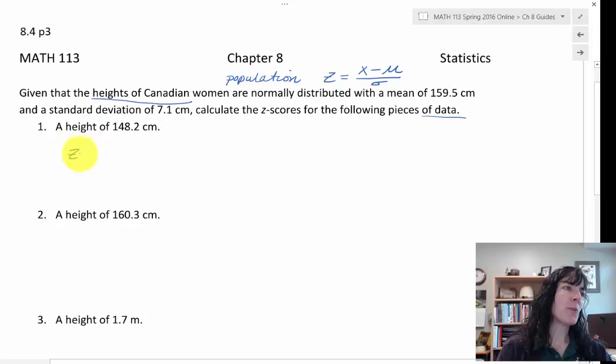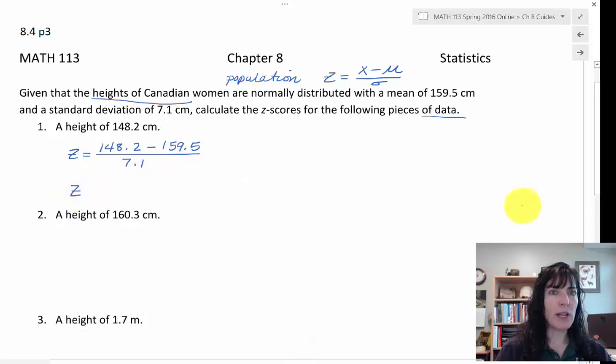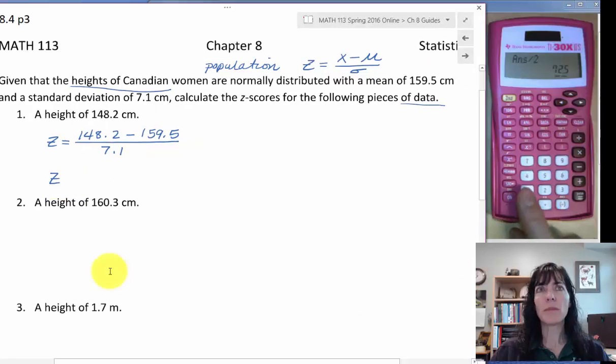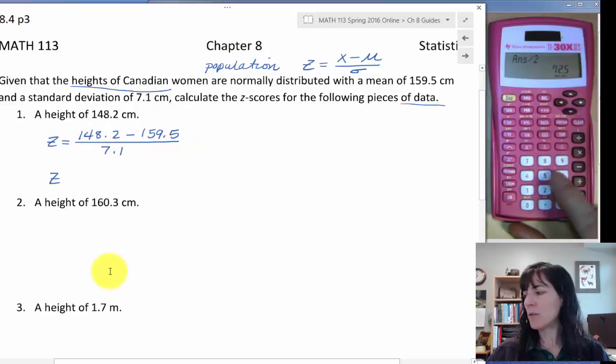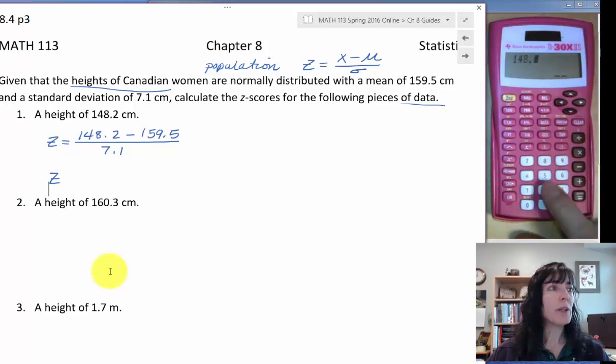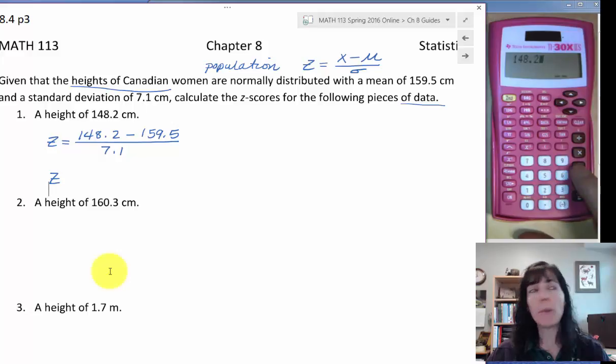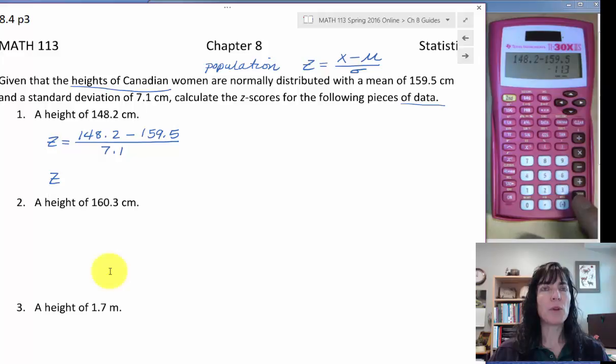So for this particular person, z is 148.2 minus 159.5, that's the mu, over 7.1, and that's the sigma. And so when I go to calculate, I have 148.2 minus 159.5 equals, I get negative 11.3.